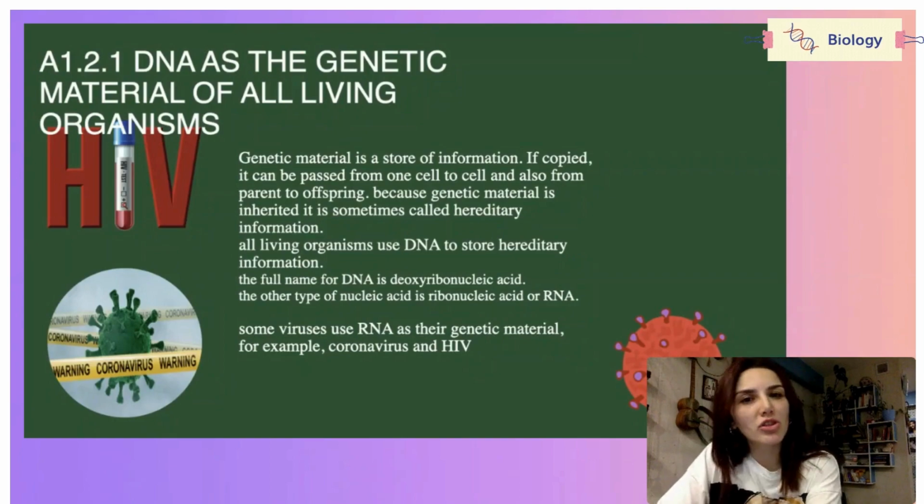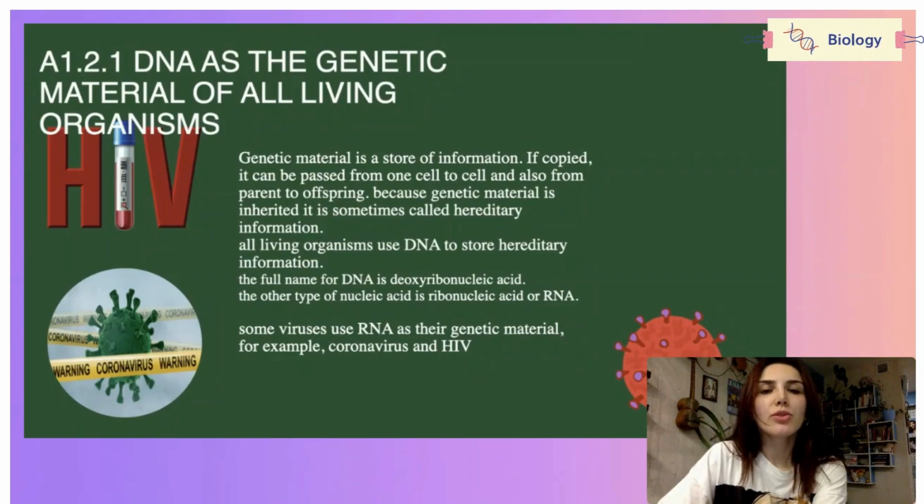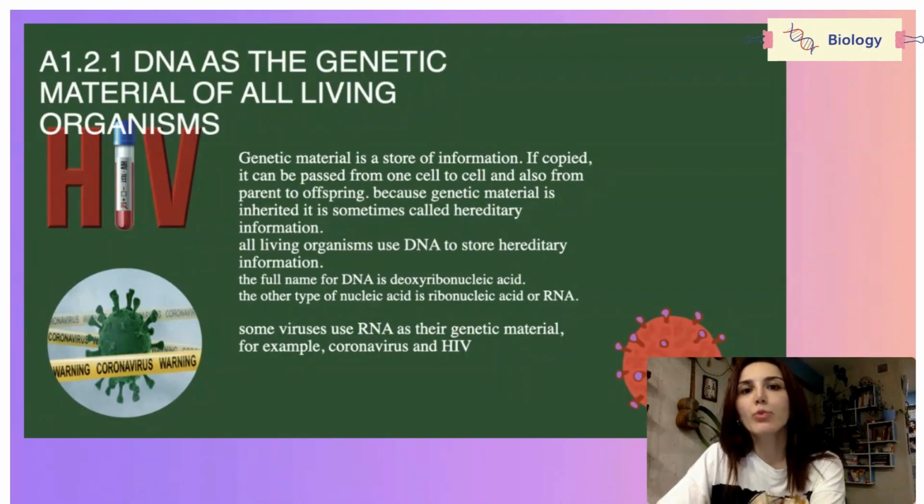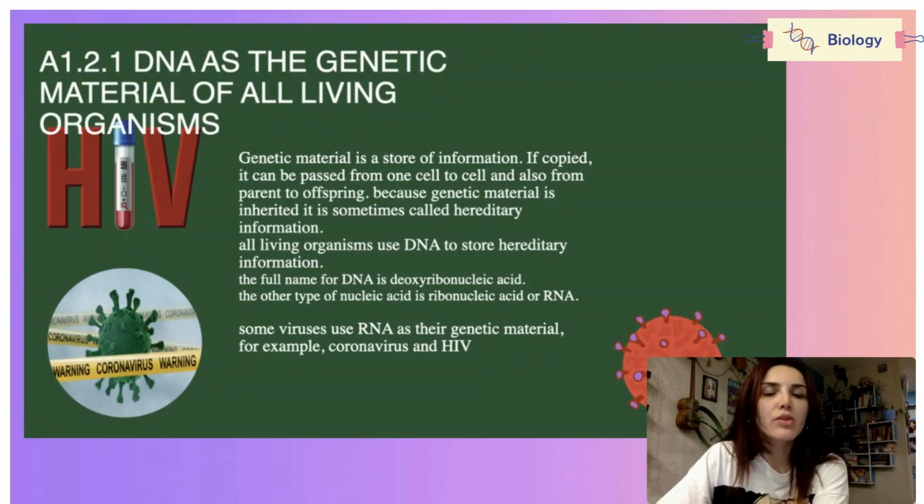When we talk about genetic material, try to understand that it's a store of information. If copied, it can be passed from one cell to another cell, also from parent to offspring. Because genetic material is inherited, it is sometimes called hereditary information. Most organisms use DNA as the genetic material. The full name for DNA is deoxyribonucleic acid, and the other type is called ribonucleic acid, or RNA.